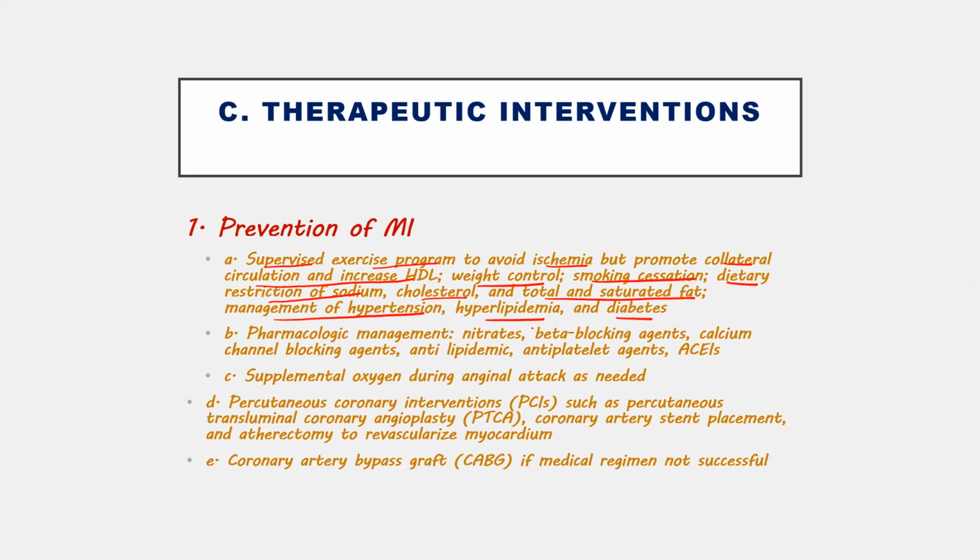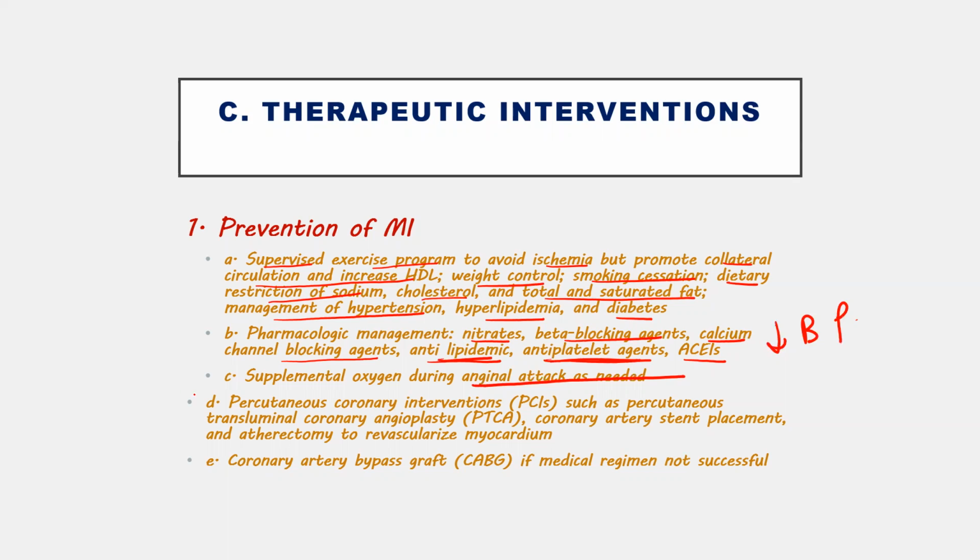In pharmacological management: nitrates, beta blocking agents, calcium channel blocking agents, antilipidemic, antiplatelet agents, and ACE inhibitors. So all these drugs help in reducing the BP. We can see that CCB, nitrates, beta blockers, ACE help in reducing the blood pressure, whereas antilipidemics will reduce the lipid level and antiplatelets will prevent platelet formation and decrease the blocking. Supplemental oxygen can be given during an anginal attack to prevent the oxygen deprivation.